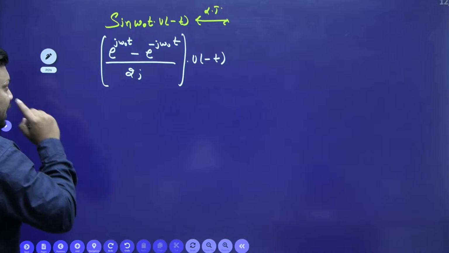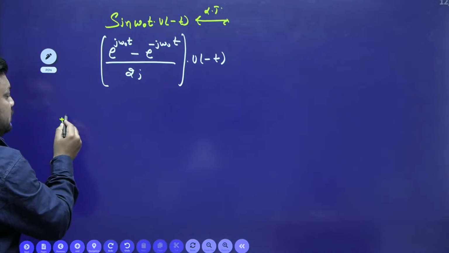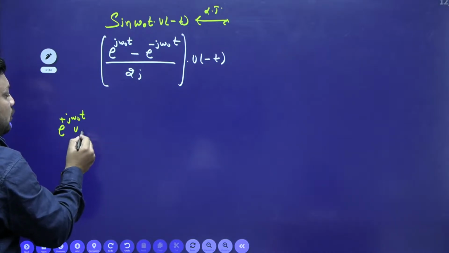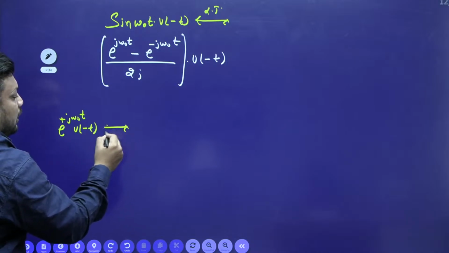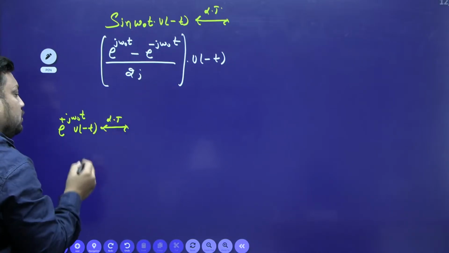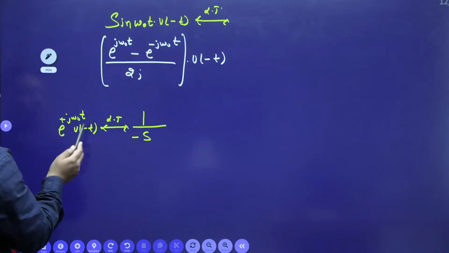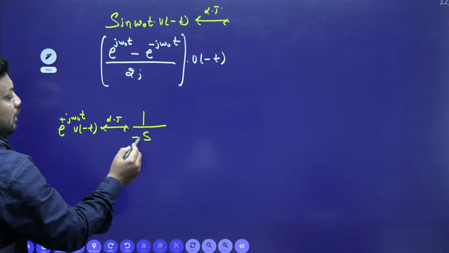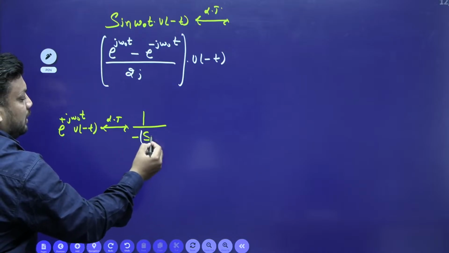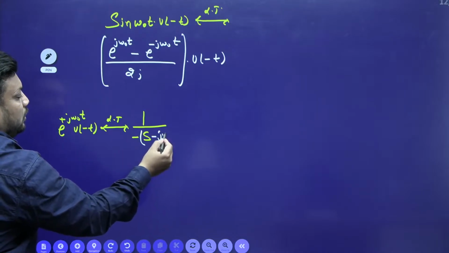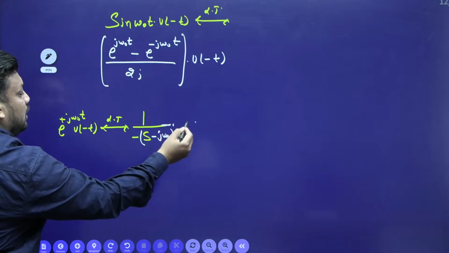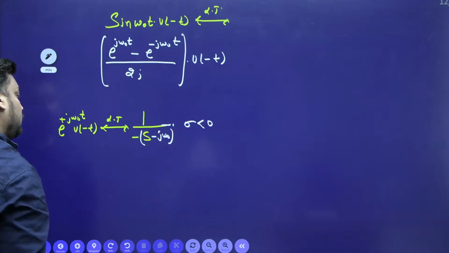So you know that e to the power plus j omega 0 t into u of minus t, Laplace transform is what? u minus t Laplace transform itself is 1 upon minus s. And here frequency shifting means s will be replaced as s minus j omega naught. What is the ROC here? ROC sigma less than 0.